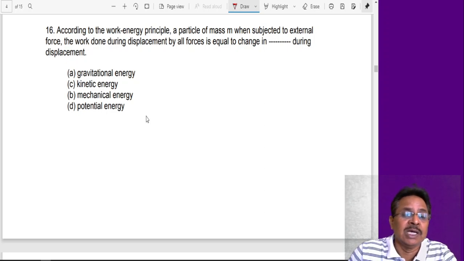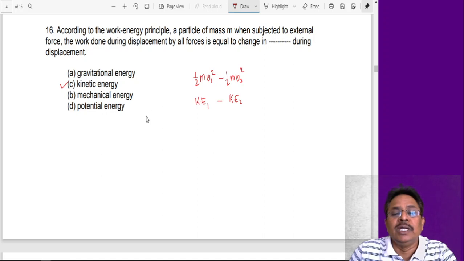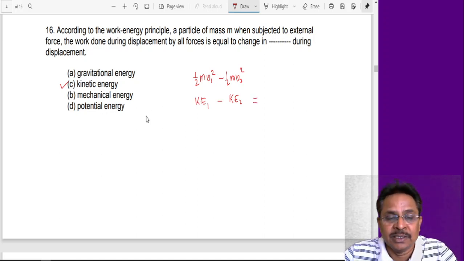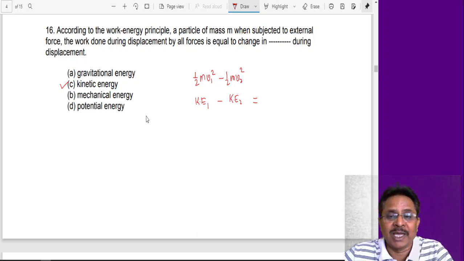This is a theoretical question, and the answer is kinetic energy. We calculate this change in energy by 1/2 m v1 square minus 1/2 m v2 square. This was KE at location 1 or position 1, and this is KE at location 2 or position 2. The difference between them, how much energy is gained, is nothing but the work done in this case. So according to the work energy principle, a particle of mass m, when subjected to external force, the work done during displacement by all active forces is equal to the change in the kinetic energy during displacement.